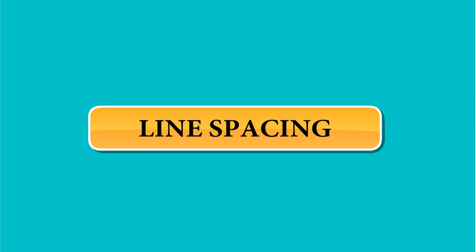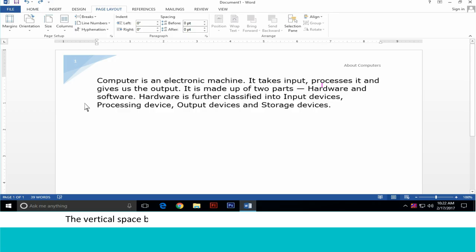Line spacing. The vertical space between the lines of text in a paragraph is called line spacing. We can set line spacing for the selected paragraph. Step 1. Select the paragraph.